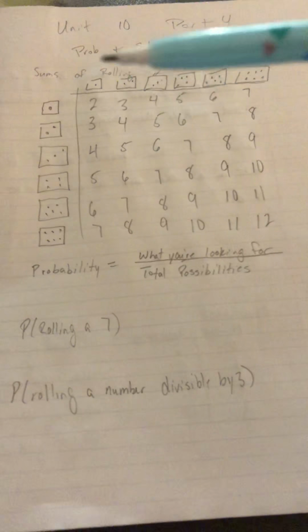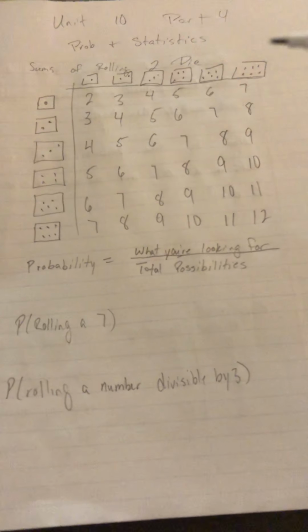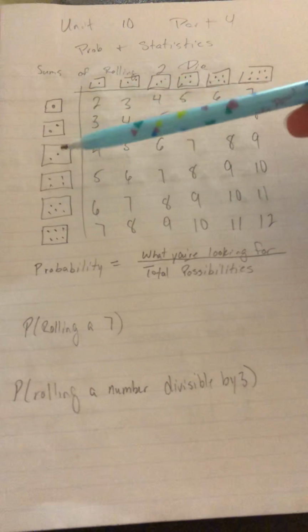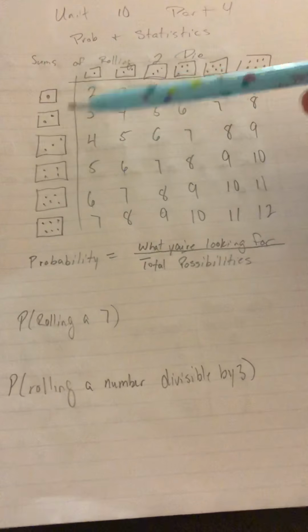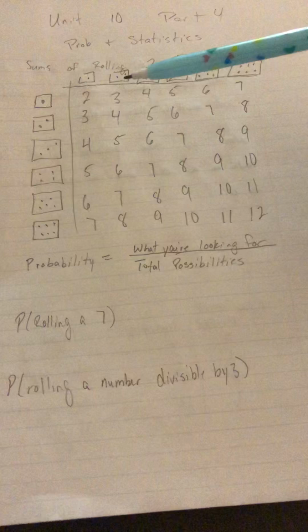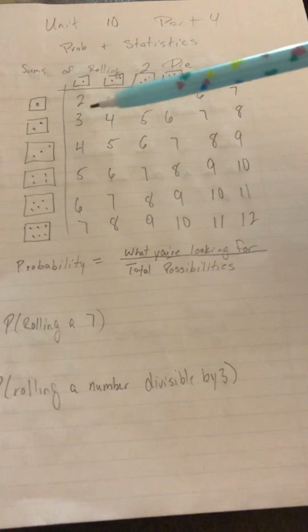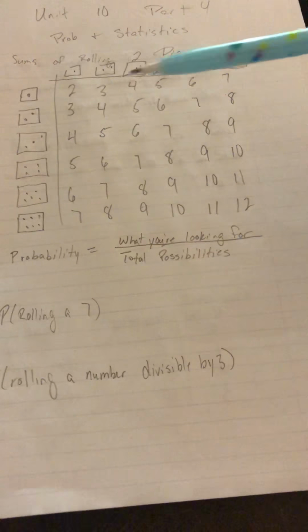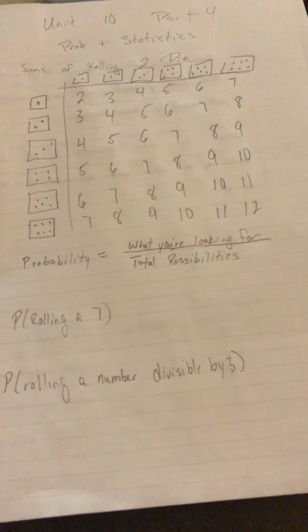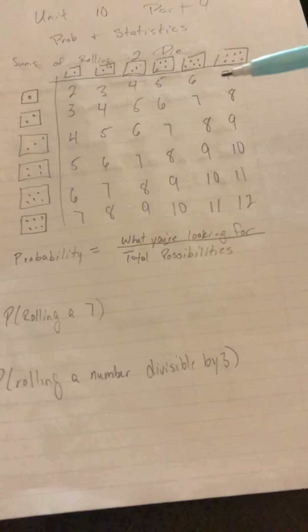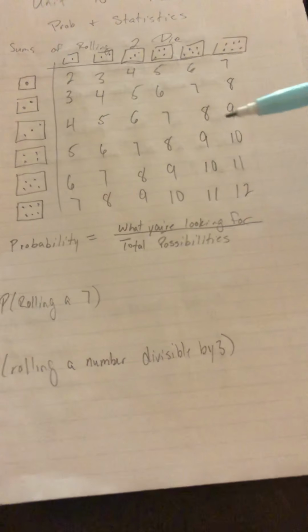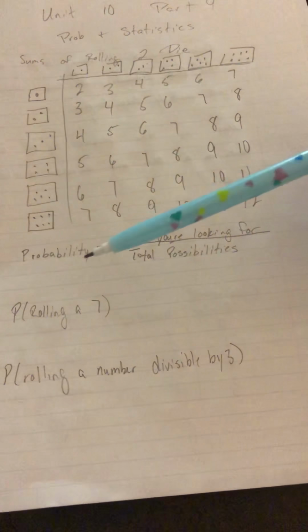Here's a chart. This is a chart that gives you the sum of rolling 2 dice. Here are the different faces of the die. You have 1, 2, 3, 4, 5, and 6. So the sums of these are 2, 3, 4, 5, 6, 7. All of these are your different possibilities when you roll a die. So when you roll 2 dice, there are 36 different possibilities of sums that you could roll.